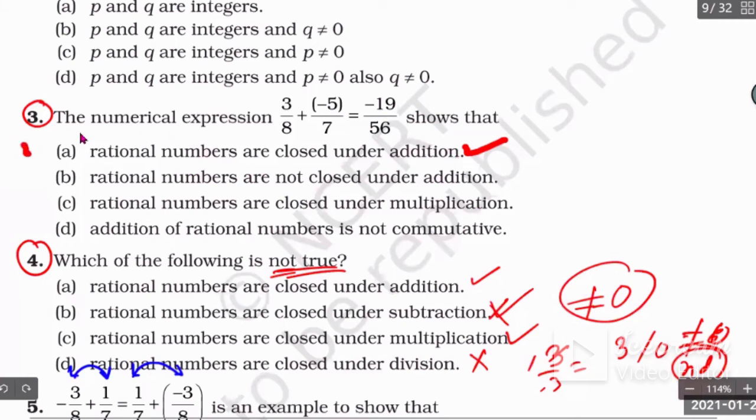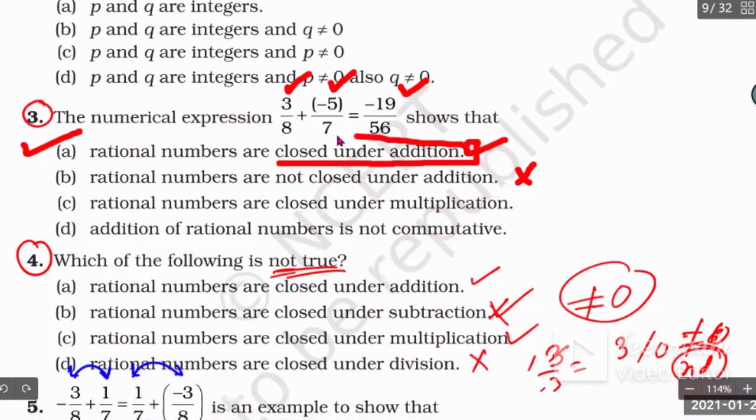It is a universal truth. Rational numbers are not closed under addition cannot be right. Whether the calculation is done right or wrong, it does not depend on calculation; it is closed under addition. Because this is a rational number, this is a rational number, and this is also a rational number. If you add a rational number to another rational number, you will get a rational number. This is the meaning of closed under addition. Rational numbers are closed under multiplication.